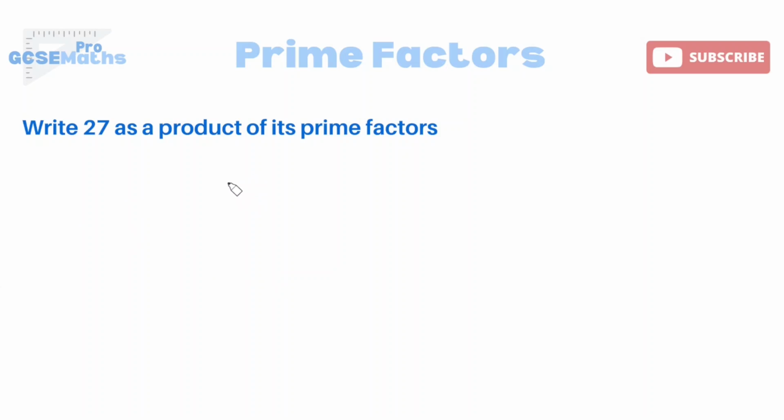So I like to do this as a prime factor tree. So it says write 27 as a product of its prime factors. So I like to do this as a prime factor tree. So I'll put 27, or whatever the number is, at the top, and then we'll split it into two.